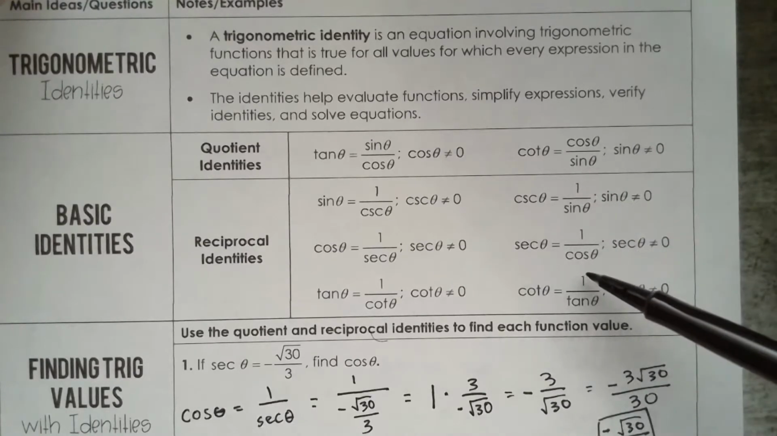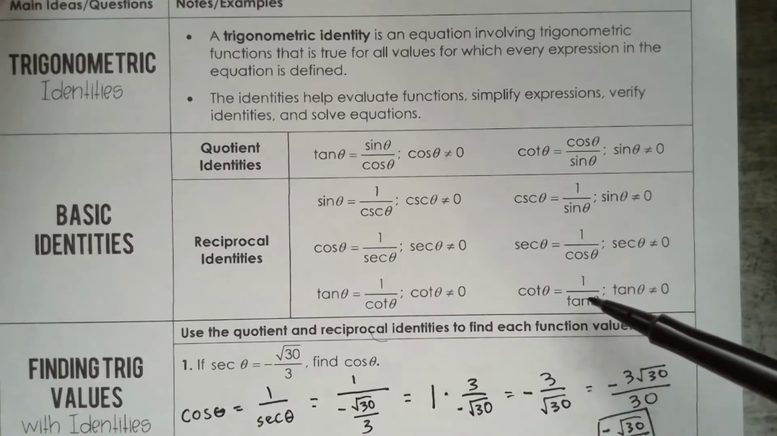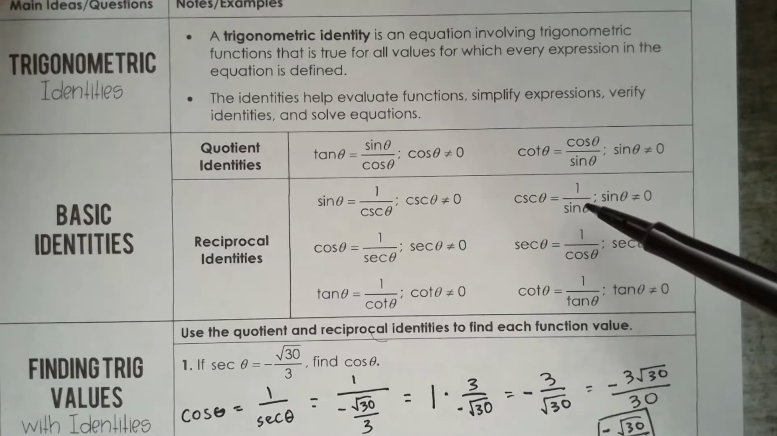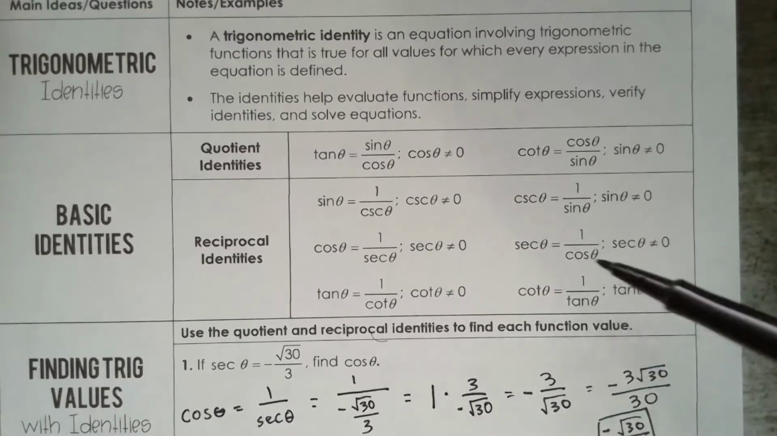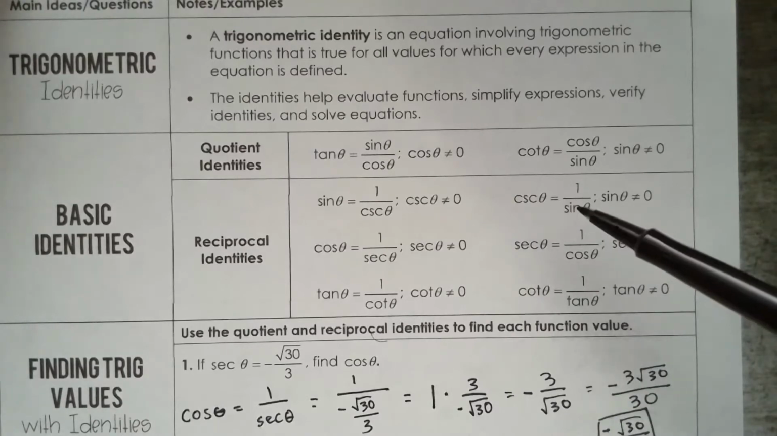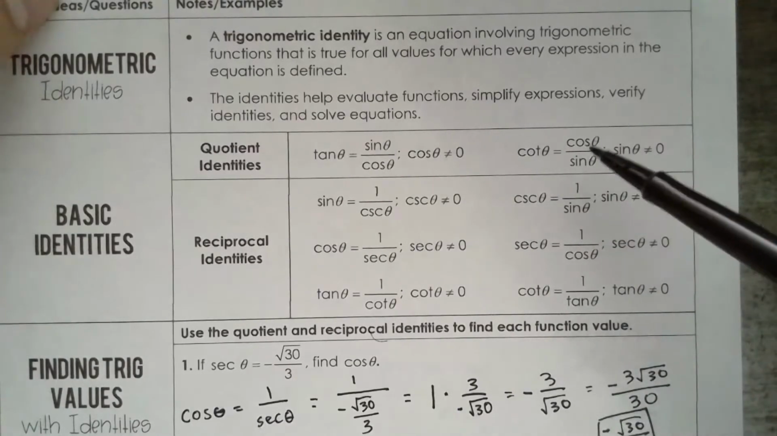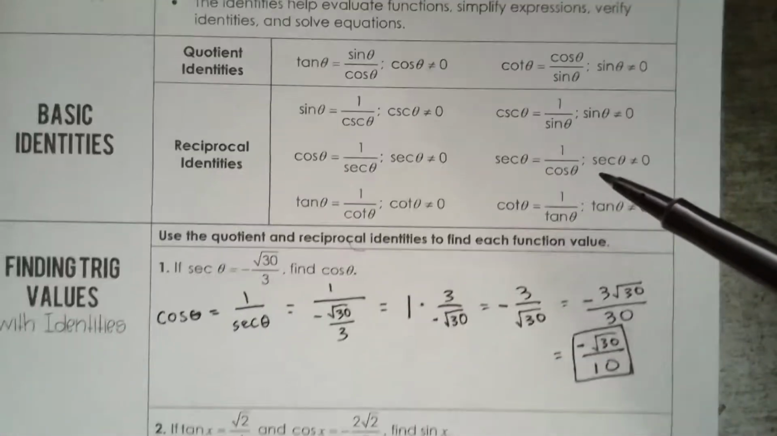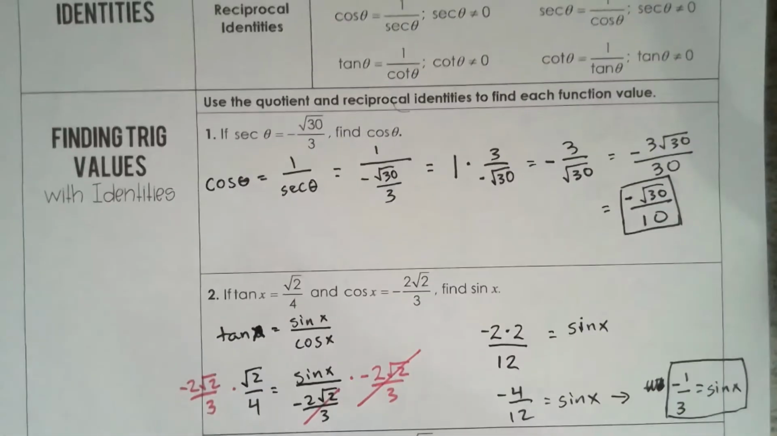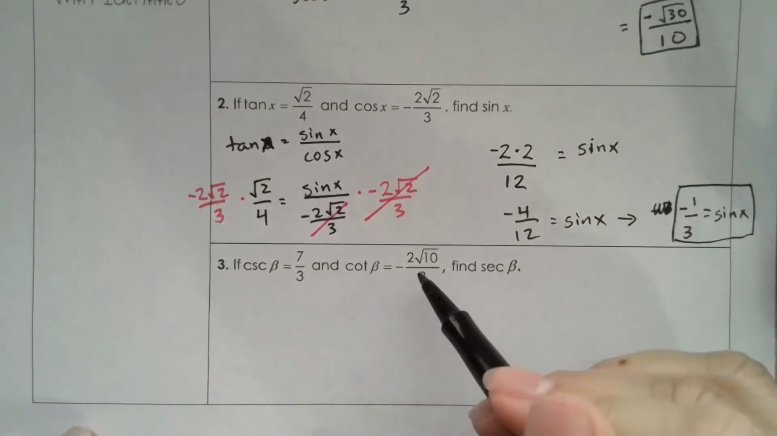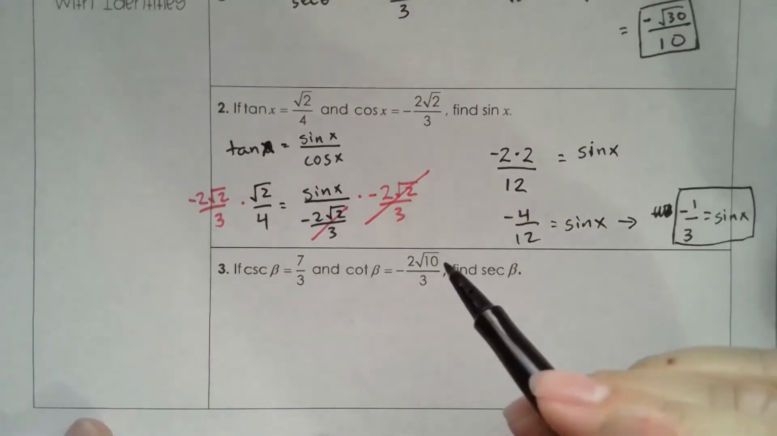I'm going to go off the bat and say maybe the one that's most useful here would be either this one or this one. Remember, that's the hardest part of these problems, so just try to work it out and see if you can go somewhere. If you don't, then backtrack. That's fine. I'm going to start with cotangent is cosine over sine. I don't have sine and cosine, but I do have cosecant.